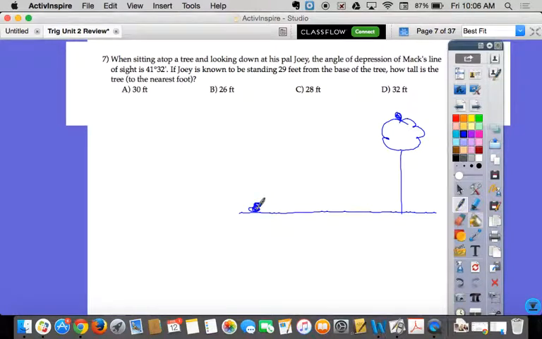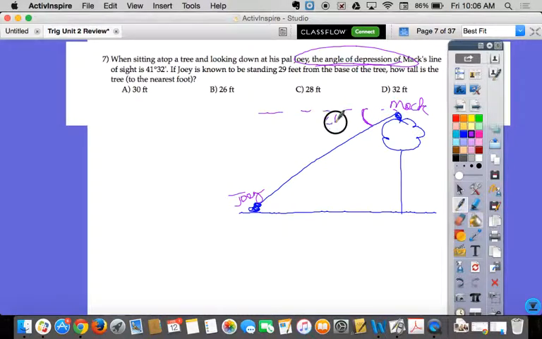Okay, so got to make sure that you get a triangle in there somewhere. So Joey's down here, Mac's on the tree. Angle of depression. You have to remember angle of depression is made with line of sight. So whenever you put him in here, it is 41 degrees, 32 minutes.